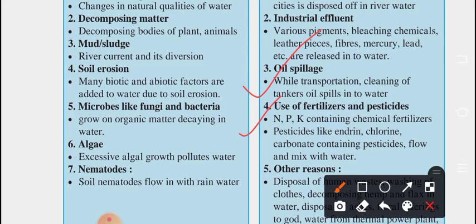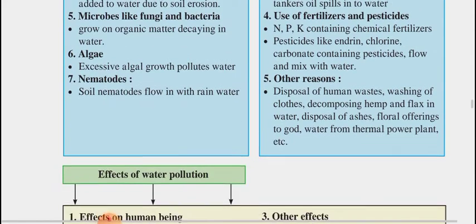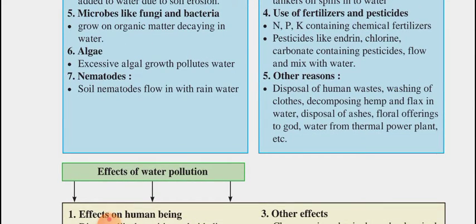Use of fertilizers and pesticides. NPK containing chemical fertilizers, pesticides like endrin, chlorine, carbonate containing pesticides flow and mix with the water. These are the types of fertilizers, NPK. Okay. Next, other reasons: disposal of human waste, washing of clothes, decomposing hemp and flax in water, disposal of ashes, floral offering to God, water from thermal power plant.